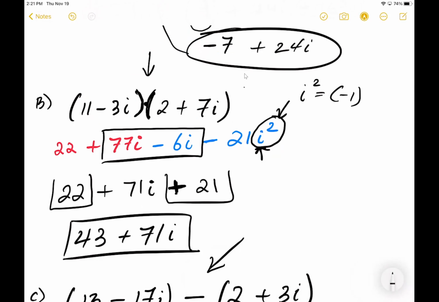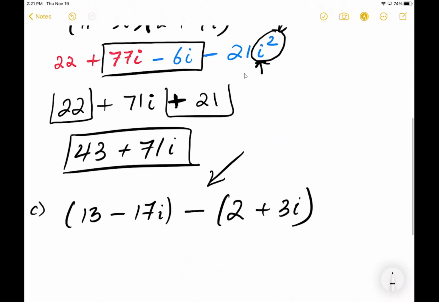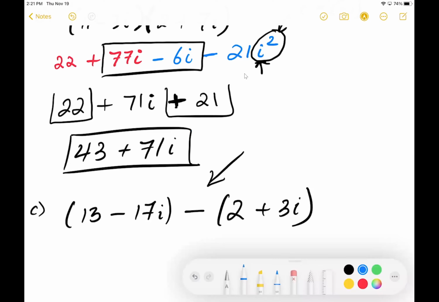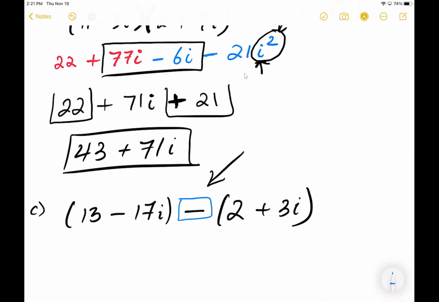And that's what you need to be careful about: if there is an operation, and in this case there is an operation, and this operation is a subtraction. Make sure that you do not distribute, you do not multiply, but when you subtract, basically we combine like terms.